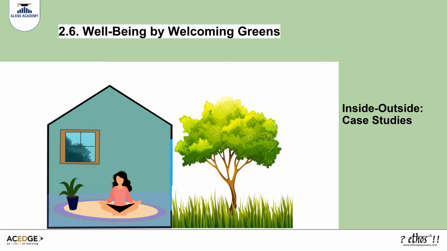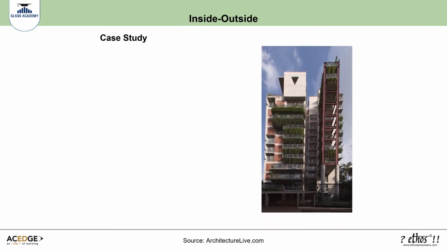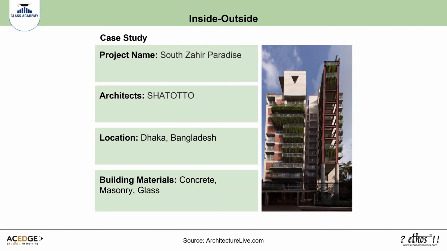Now that you have studied biophilia in relation to built form, let us look at some real-life cases to understand this better. Let us look at the case study of a residential building to understand how greens promote well-being in homes. South Zahir Paradise by Chateau Tour is a 14-story contemporary residential building located in Dhaka, Bangladesh. Here is the ideation plan of the building.